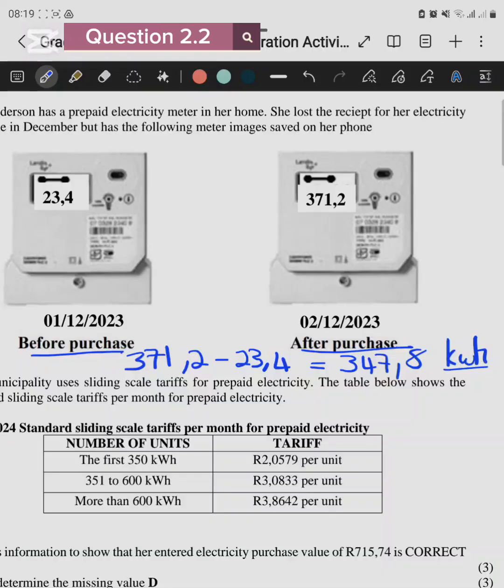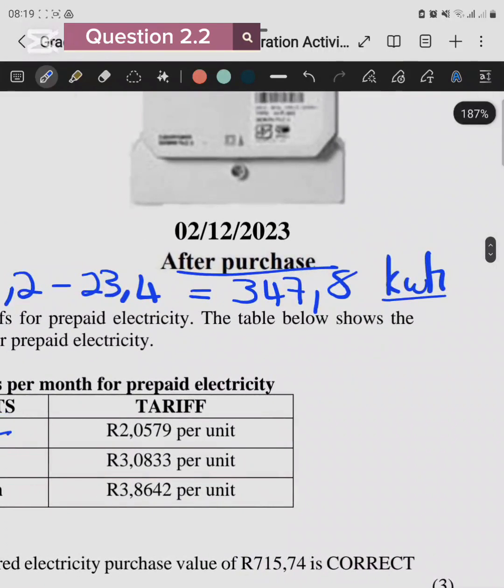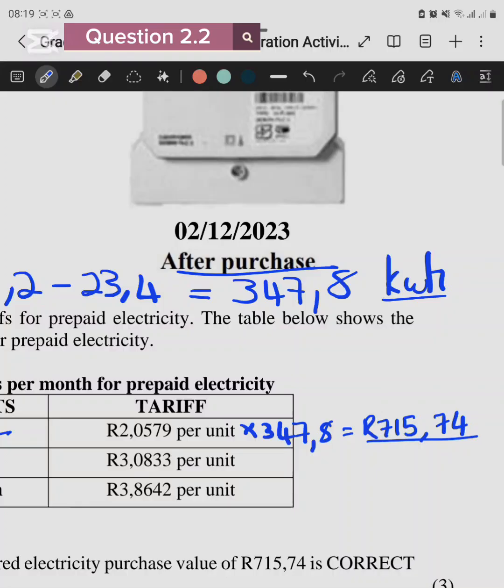Now we can go to our sliding scale. We have 3 different levels. We're quite lucky because this only falls into the first level. It's not more than 350. So all we need to do to work out how much she paid is to say, well, we have 2 rand 0.0579 per unit. We're going to multiply that by 347,8 units. And we will see she paid 715 rand and 74 cents. And that would have given us her electricity usage.